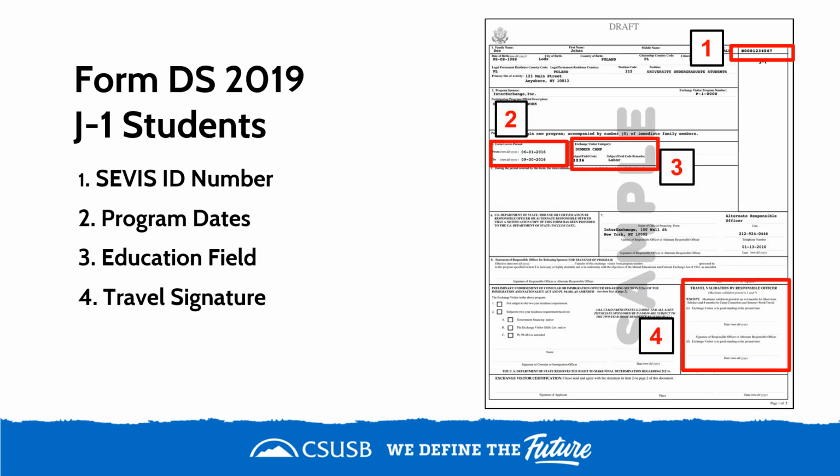The Form DS 2019 is for J1 students and scholars. The SEVIS ID number is located at the top of the page and starts with the letter N. Similarly, if you are a J1 student or scholar, please utilize the SEVIS ID number and your Coyote ID number in all communications with the IEP or ISS teams. Towards the middle of the page, you will see your program start and end dates, as well as the field of education. Should you need to travel outside of the US for a short period during your stay in the US, you will need to acquire a travel signature, which is located on the bottom right of the first page. We will provide more information on this during the in-person orientation.